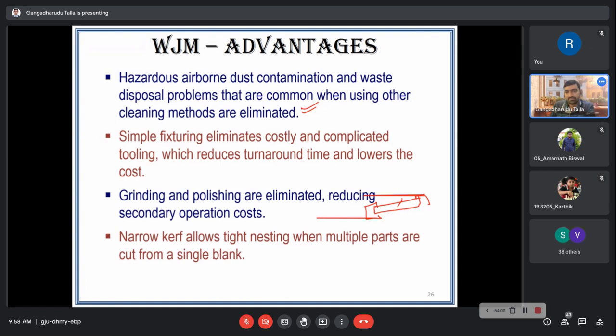Narrow kerf, because the water jet is not losing its shape. It allows tight nesting when multiple parts are cut from a single blank. You can cut multiple parts from a single blank easily. So you take a large blank, cut one shape here, another shape here, like that. Understand?